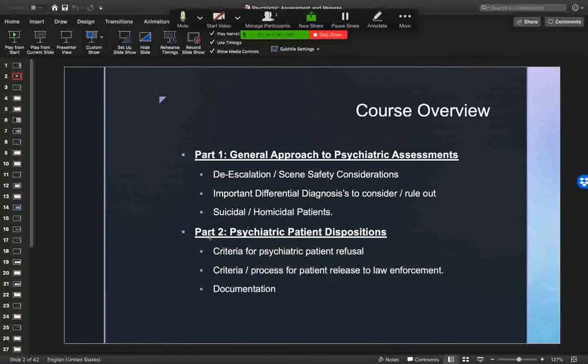As well as part two, which is the psychiatric patient dispositions. This will be specific to UEMR. So how we deal with psychiatric patients. For instance, it'll be dealing with the criteria for psychiatric patient refusal, the criteria and process for patient release to law enforcement, and then also the documentation that's going to be required.